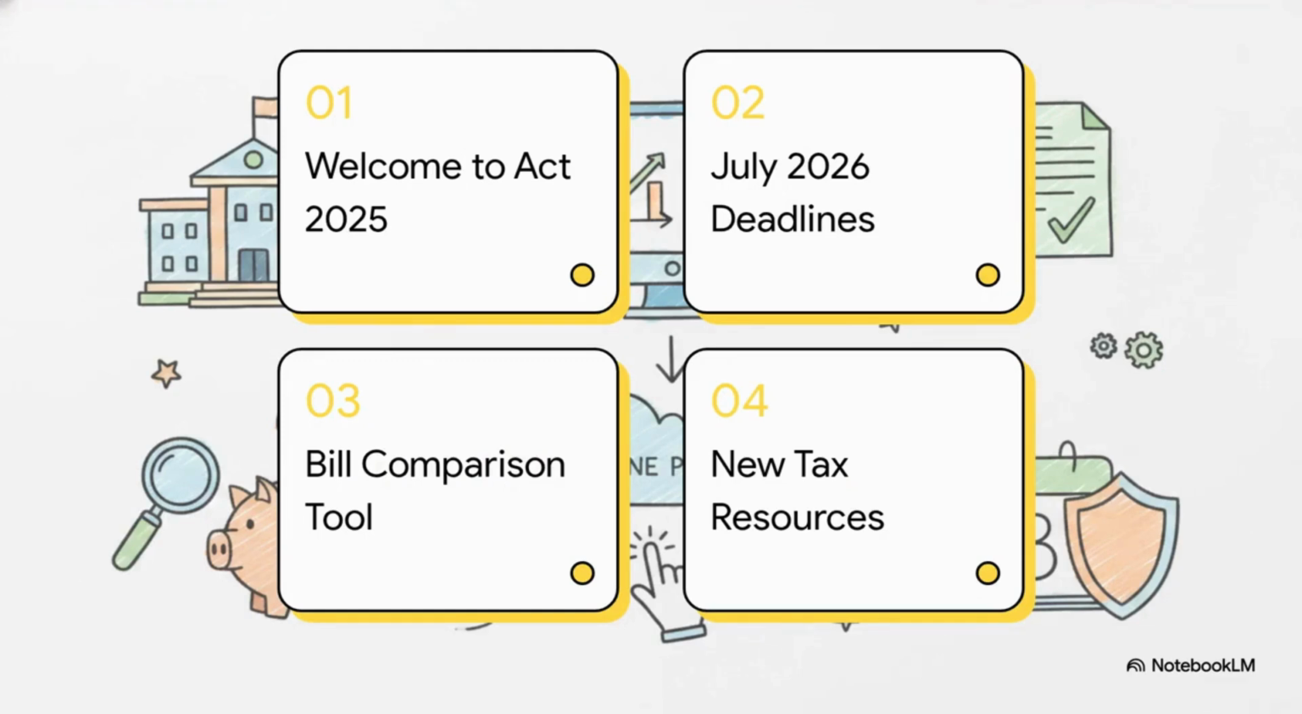To make sure we grasp all these complex updates efficiently, here is our roadmap for today. 1. Welcome to Act 2025. 2. Critical July 2026 deadlines. 3. The bill comparison tool.